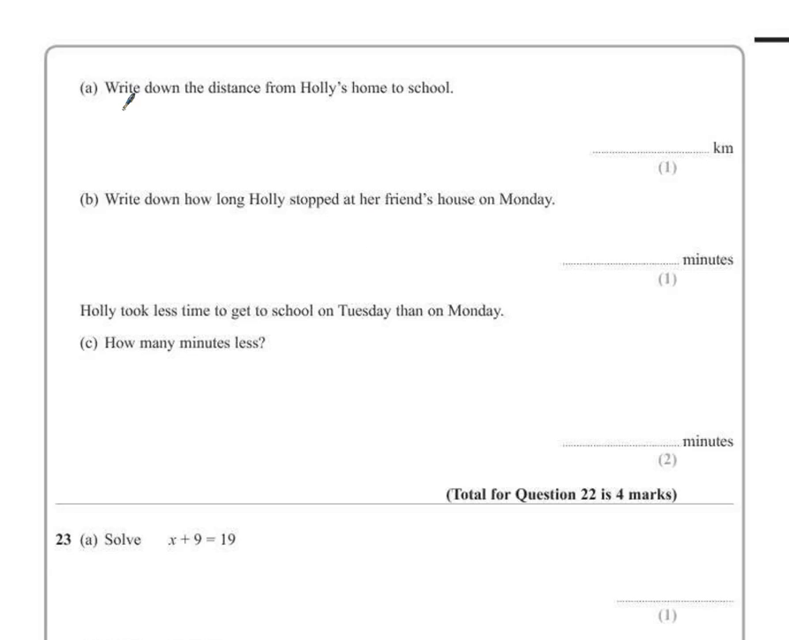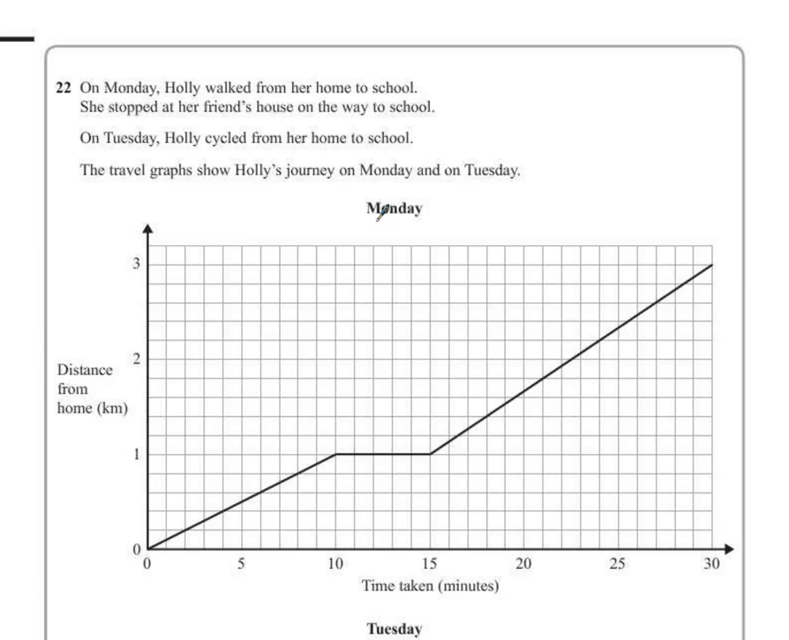Now our first question says write down the distance from Holly's home to school. So if we look at the graph, we start at 0 being where home is, of course, because that's 0 kilometers away from where she wants to be, and we look at where she finishes. On both graphs it finishes at the same value. Read it off the scale of distance, and that's at 3 kilometers.